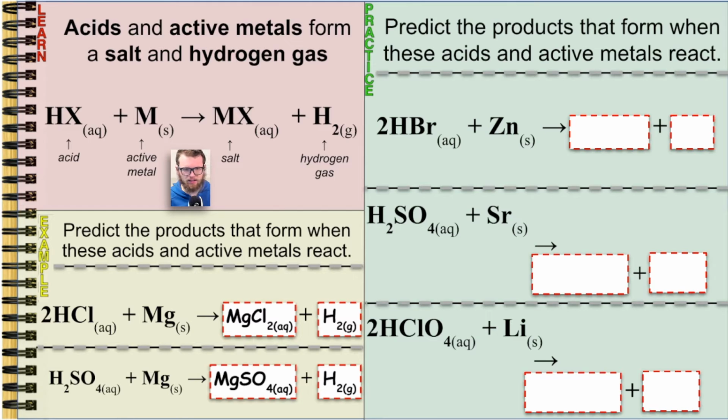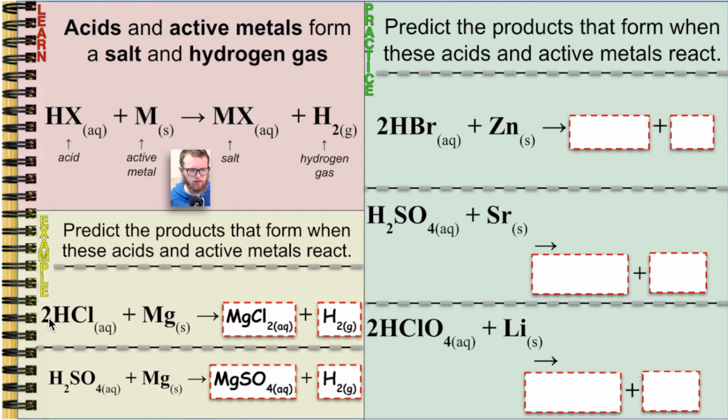All right, on slide 17, we have acids and active metals form a salt and hydrogen gas. So we have whatever the acid is and whatever the active metal is. Note that it's a solid, and then it's going to form a salt of the metal ion and the conjugate base ion, and then hydrogen gas of H2 gas. So predict the products that form when these acids and active metals react.